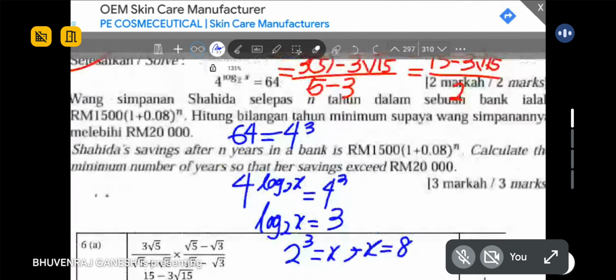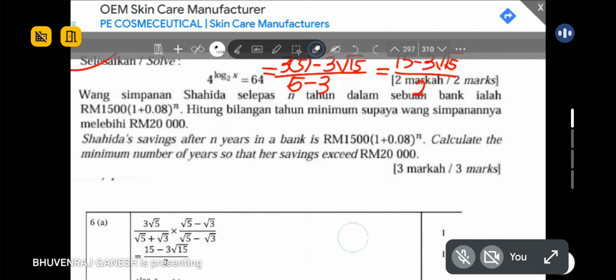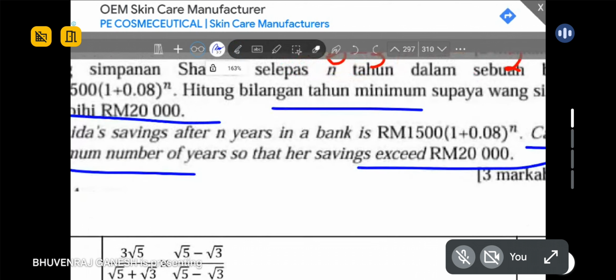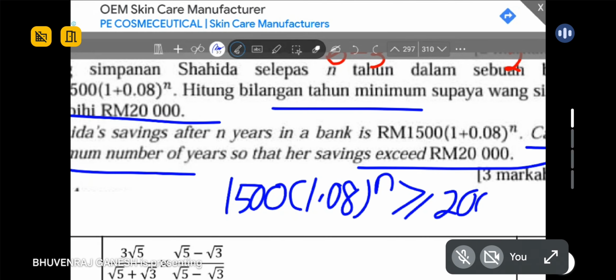Okay? Alright. Next one. So they ask you to count the minimum number of years. So they say exceed, more than 20,000. So 1,500, 1 plus. Why they put like this? Okay, just write 1.08 and so on, guys. Simple. Exceed is this symbol, guys.